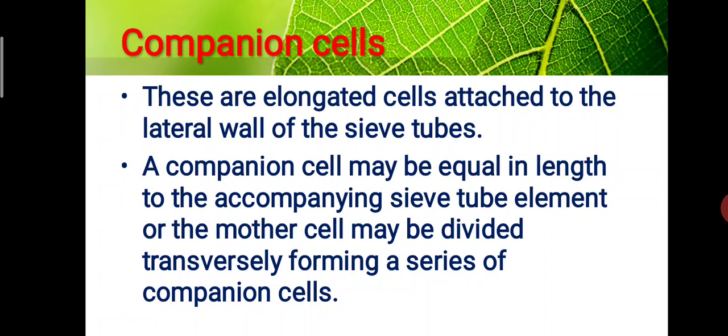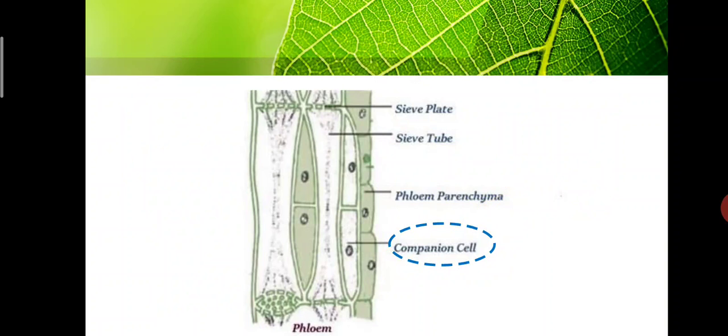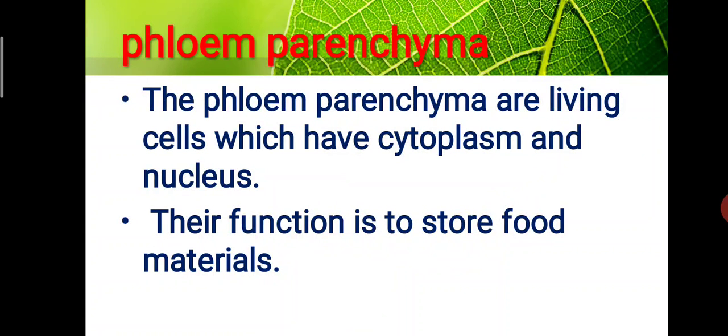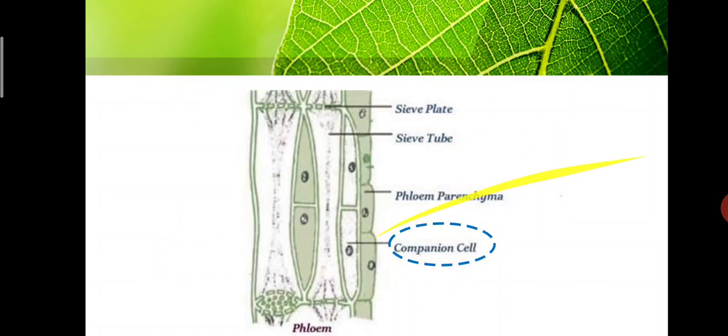Is it clear? So you can see here the companion cell. Sieve tube is present, and along with that, this companion cell is present. Is it clear, children? In the phloem, it is present parallel to the sieve tube. That is why we call it companion.